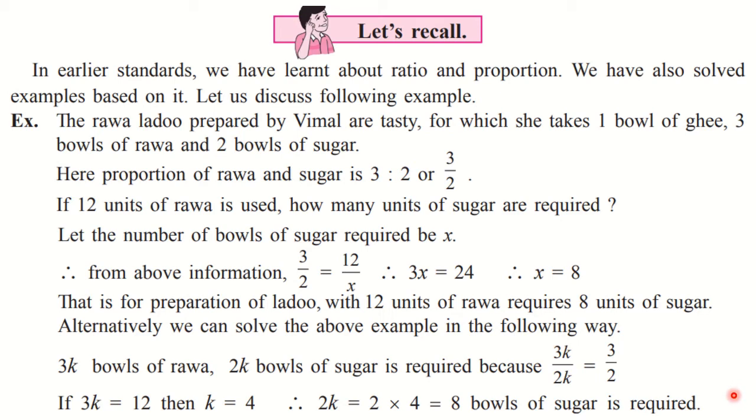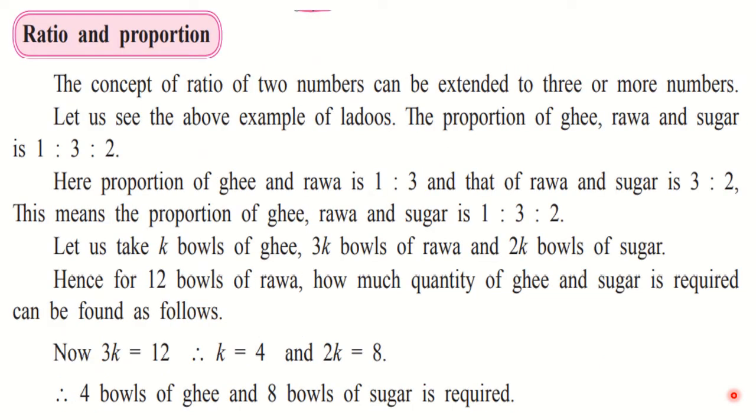Now this concept we can further extend to 3 numbers also. We can extend to 4 numbers also. So let us extend it to 3 numbers. Here let us now take the proportion of ghee, rava and sugar.